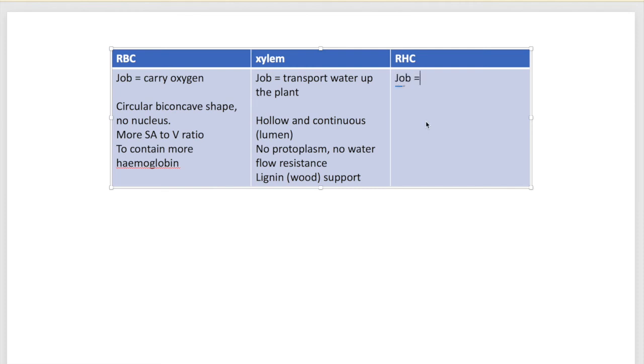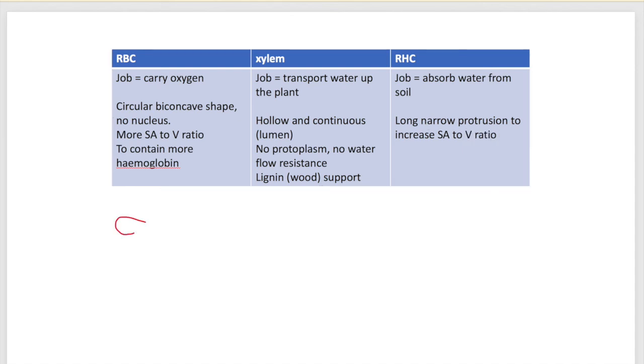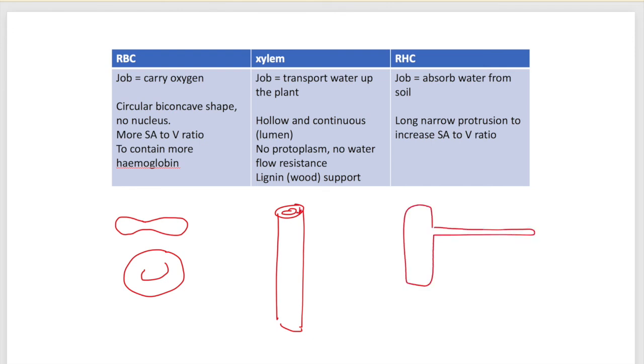Okay, finally is the root hair cell. Its job is to absorb water from soil. It has a long, narrow protrusion to increase surface area to volume ratio. And yeah, that's about it. Okay, let's see if I can draw it out. It's the side view, the top view. Okay, little depression in the center. Xylem essentially is just a tube, and then yeah, the whole thing is made of like lignin. Inside here is the lumen, root hair cell, long protrusion. That's all.